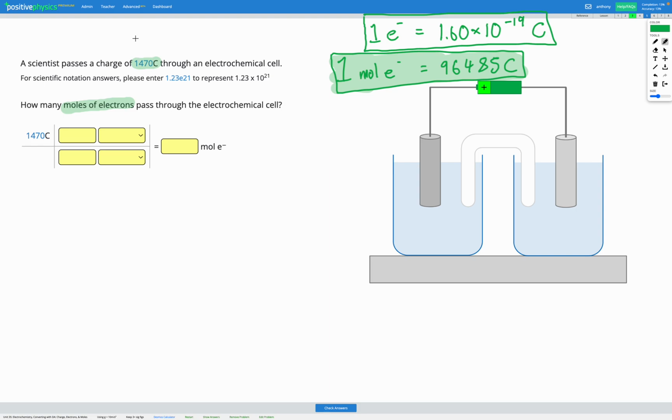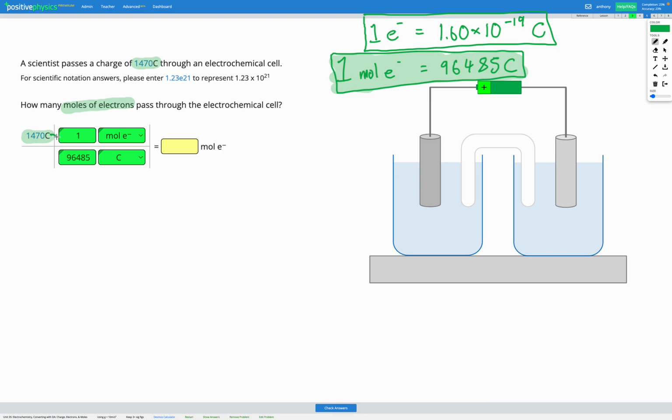Our first step is putting the question in the first box of our dimensional analysis table. That's been done for us. Then we're going to use our conversion factor in the second column. We want coulombs on the bottom, so that will cancel out, and moles of electrons on the top, so we'll end up with that. Then we're going to put our numbers in so that the top and the bottom of the fraction equal each other. So 1 mole of electrons is equal to 96,485 coulombs of charge.